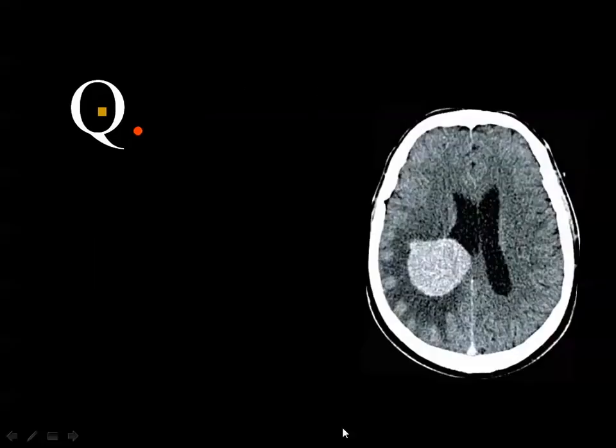Then the second case is, what is this exam? This is an axial CT scan of the brain, soft tissue window, after injection of contrast material, showing an intraventricular homogeneously enhancing mass in the atrium or the trigone of the right lateral ventricle. Yes, it looks like an adult. This patient looks like an adult.